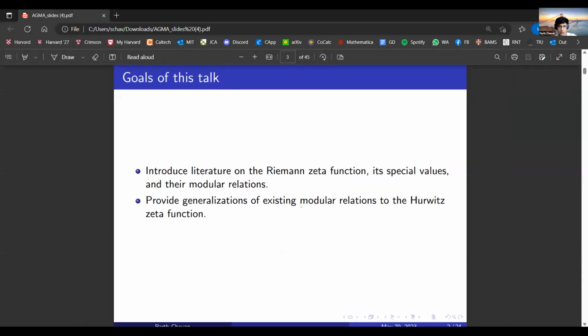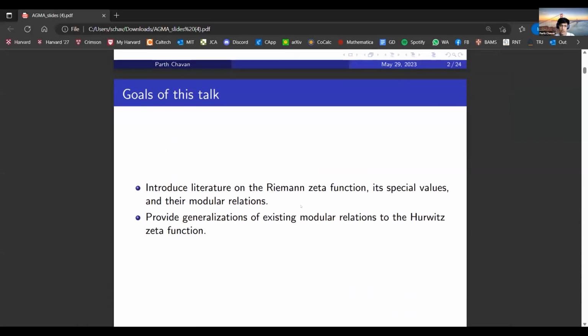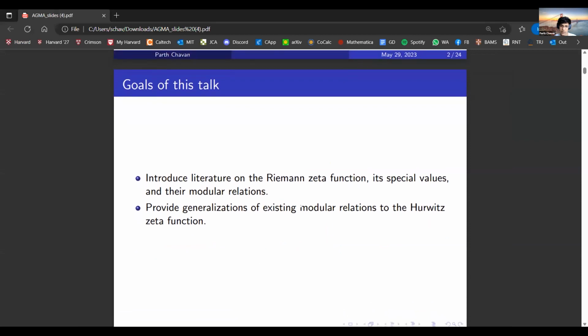Give me a second. Okay. So first of all, we will introduce literature on the Riemann zeta function, its special values, and introduce some more modular relations. We will also provide some generalizations of existing modular relations for the Hurwitz zeta function.